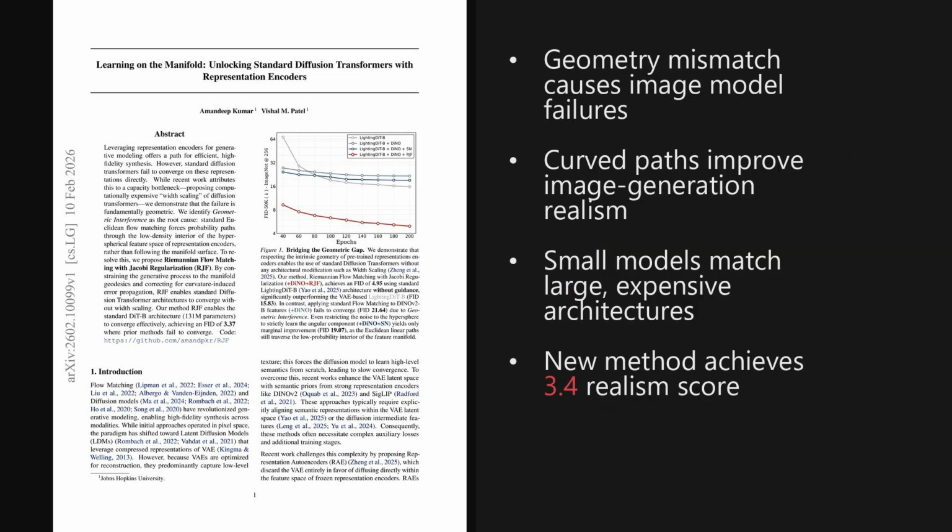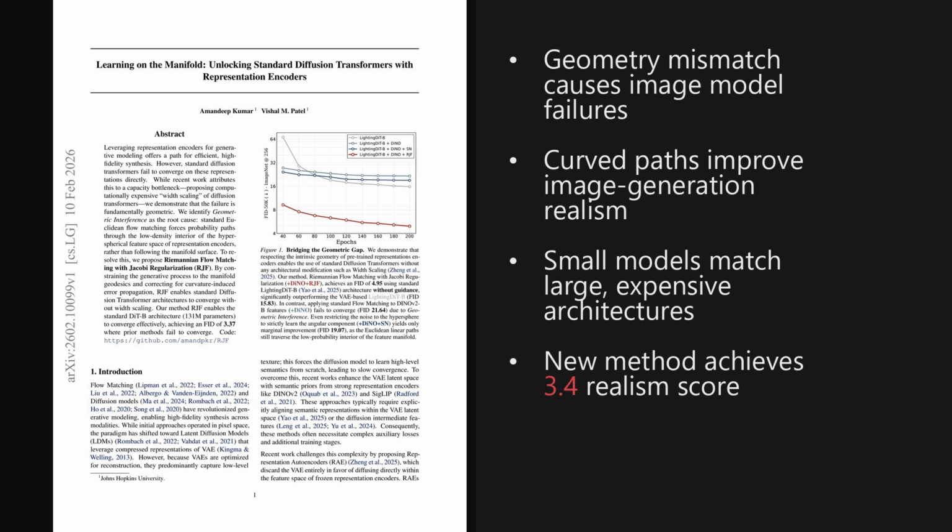I'm Alex. Today we're looking at a paper trending on X, published on February 10th, 2026, just 3 days ago. It demonstrates that the failure of standard diffusion models to learn from pre-trained representations is fundamentally a geometric problem. And by fixing this, the authors enable a standard 131 million parameter model to achieve an FID of 3.37, where prior methods completely failed to converge.